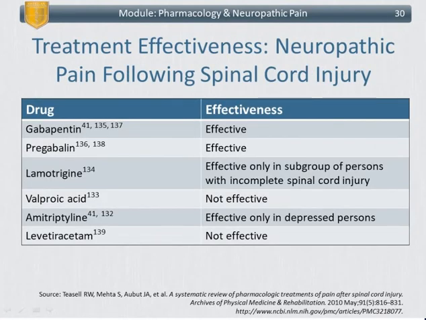In the case of spinal cord injury and the neuropathic pain that can follow, we find that gabapentin and pregabalin are effective. Lamotrigine, interestingly enough, is only effective in those with an incomplete spinal cord injury. Valproate was not effective. Amitriptyline was only effective in those patients who were also depressed. And Keppra was not effective.